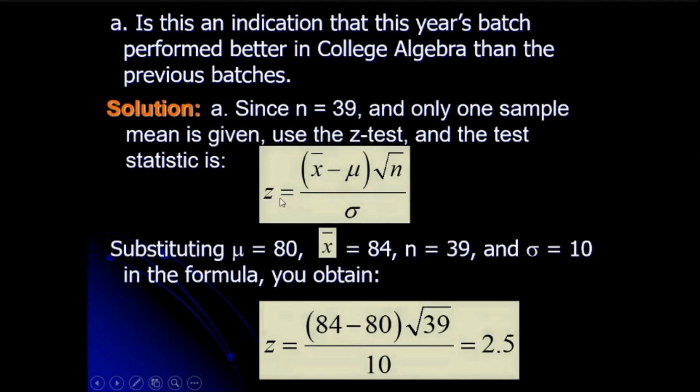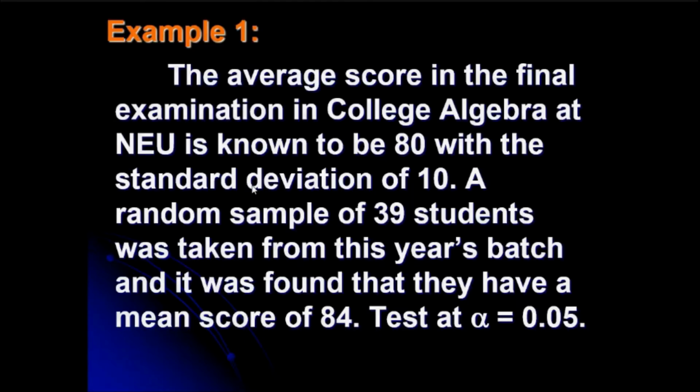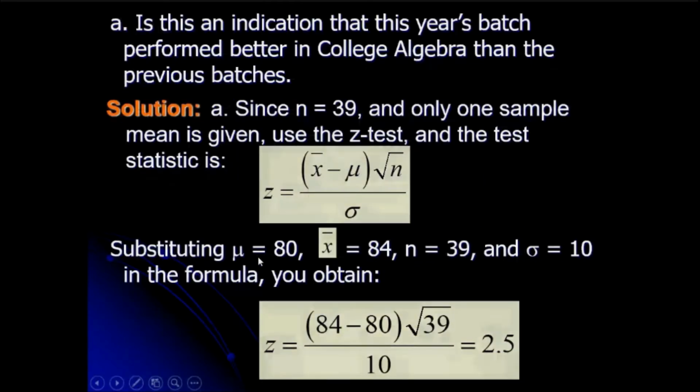Okay. So, since n is 39 and only one sample mean is given, using the z-test, the test statistic is this formula. Okay, that's the formula for z-test. We're just going to substitute all the elements that we've structured out from the problem a while ago. So we have the population mean, which is 80. The sample mean is 84. The sample size is 39. And the standard deviation is 10. In the formula, we will obtain 2.5 as our z value, or the computed value.